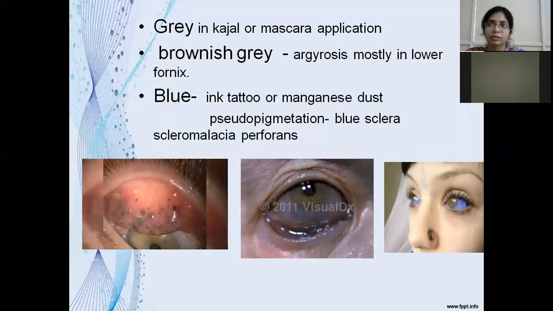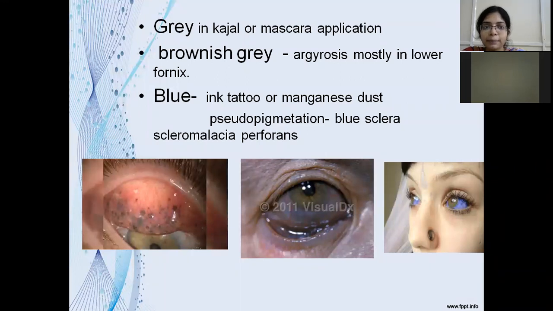Suppose the patient, especially, no prejudice, but suppose it's females, keep applying kajal or mascara on a daily basis and they don't maintain proper eyelid hygiene. They don't remove the mascara or the kajal properly. Then you can see in the first picture, there is a grayish discoloration of the conjunctiva due to accumulation of all that kajal and mascara pigments.